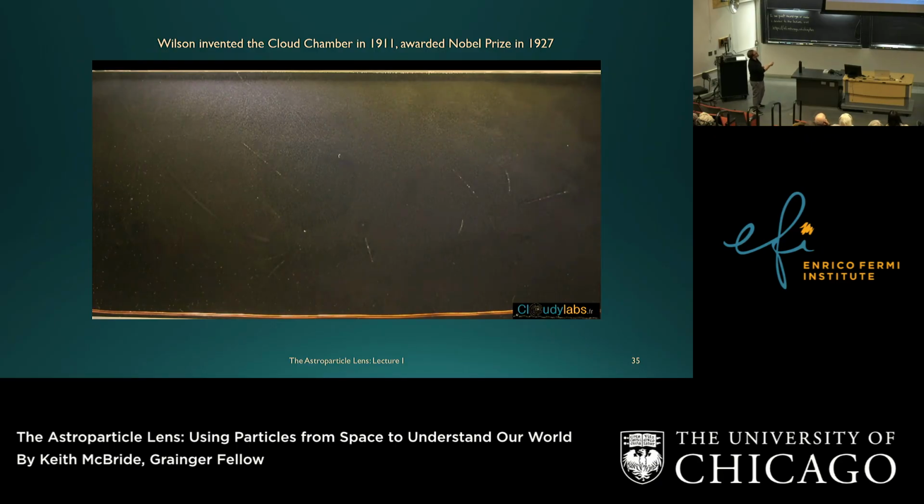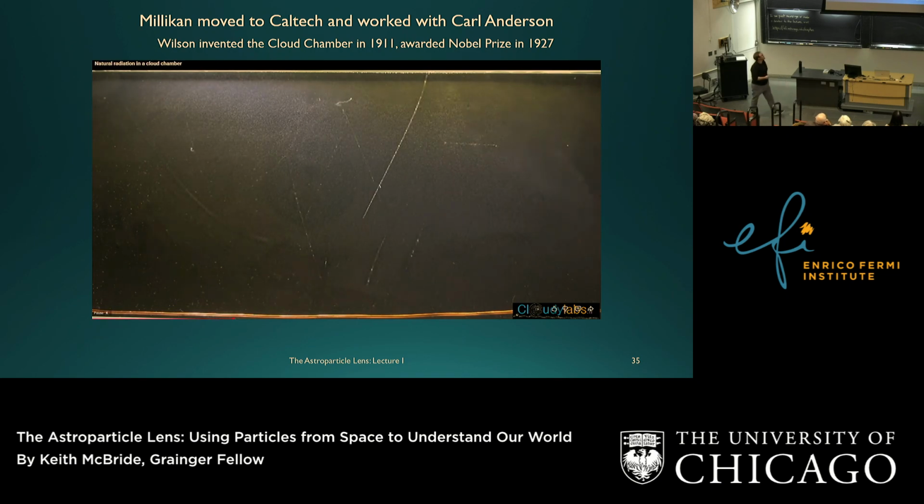And Wilson, who invented the cloud chamber, was awarded the Nobel Prize in 1927. And Millikan, who left the University of Chicago and moved to Caltech, actually pioneered a lot of the research and foundation at Caltech after moving there. It was not previously as prestigious or even known as Caltech until he got there, actually. He worked with Carl Anderson to utilize these cloud chambers to make even more discoveries.